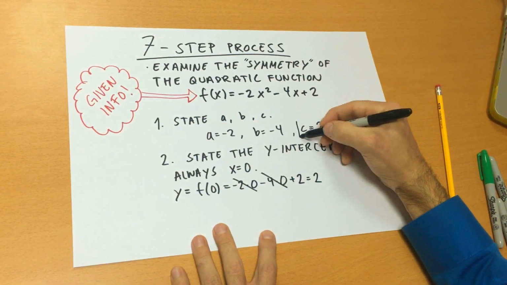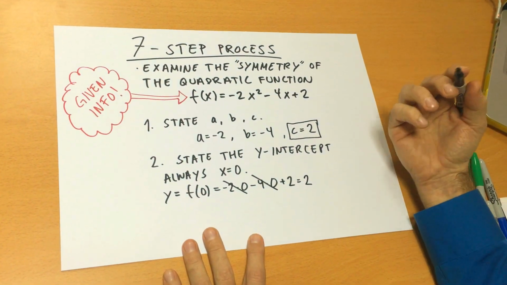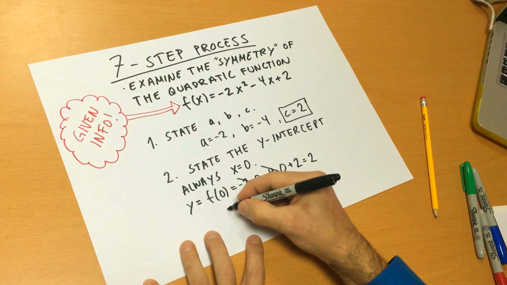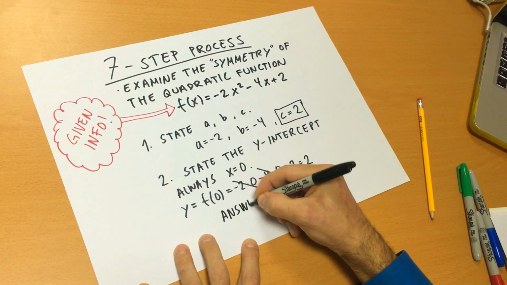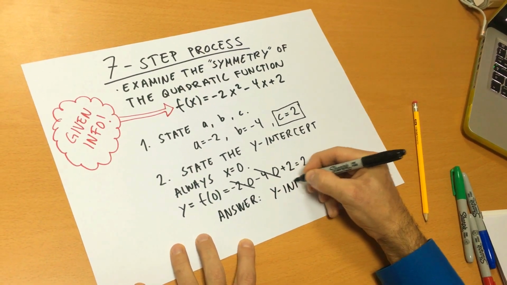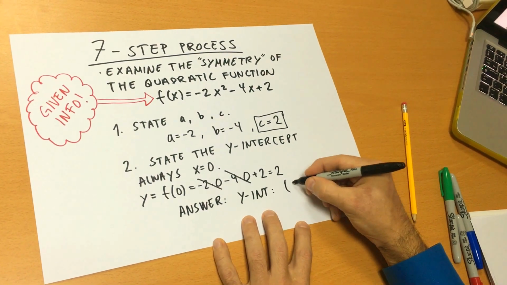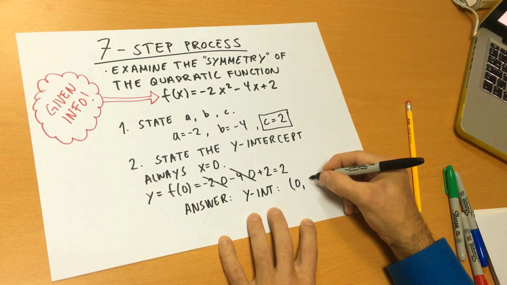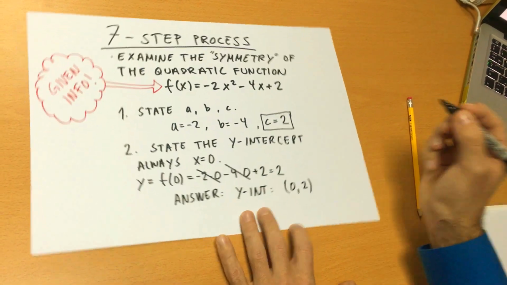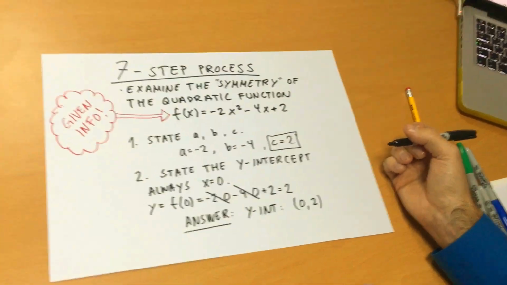And that's exactly what we had here, C. C is equal to 2. It's the only term that survives when I put x equal to 0. So the y-intercept is, answer, y-intercept is, let's write a colon, it's always a point, so x equal to 0, and in our case C, which is 2. So this is how I write my answer, (0, 2). Okay, good. So we have done 2 steps of the 7-step process.